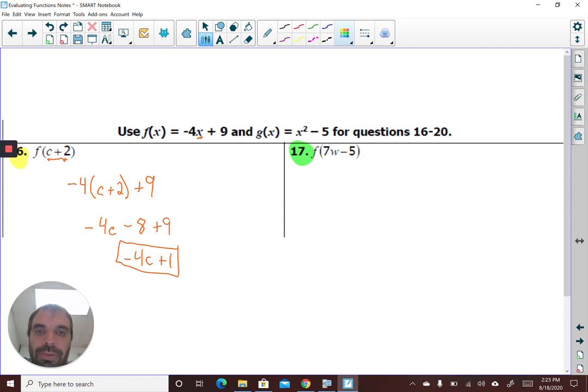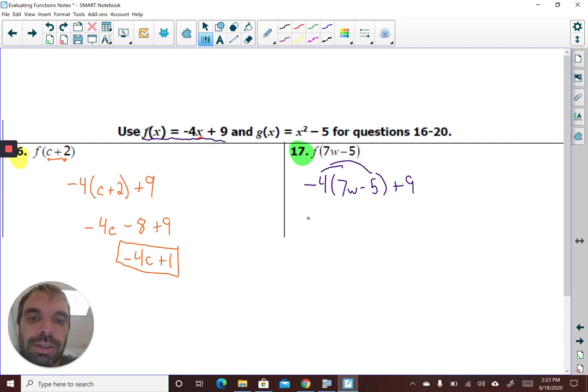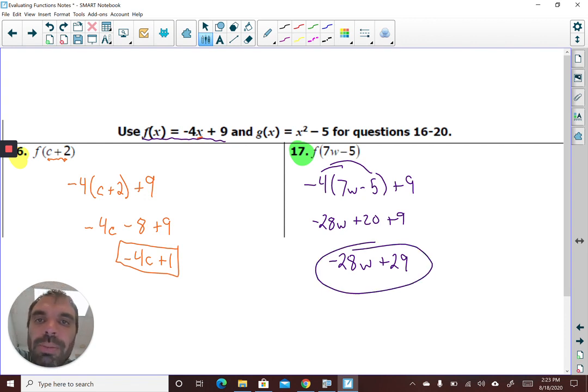All right, let's go through number 17 here real quick, see how you did on that one. So once again, hopefully you got the right answer, but if you didn't, that's okay. This is called learning for a reason. So let's see, f of 7w minus 5 gives me -4 times, instead of x, I'm putting 7w minus 5 in, plus 9. So remember, I'm pulling off this f of x over here. And then I'm just distributing. So that's -28w plus 20 plus 9, or -28w plus 29 is what we're looking for there. Okay, so hopefully that's the answer you came up with.